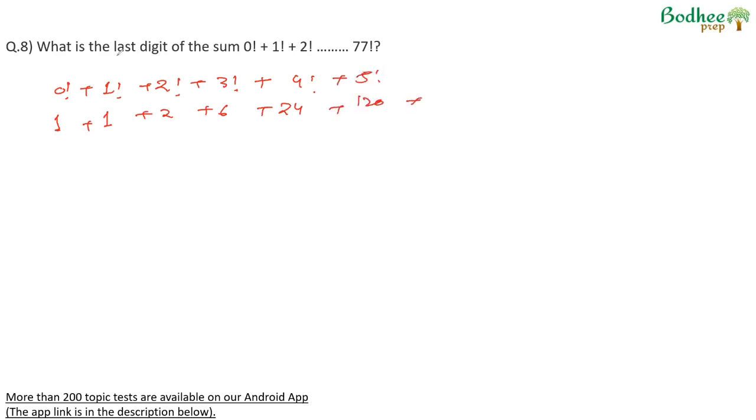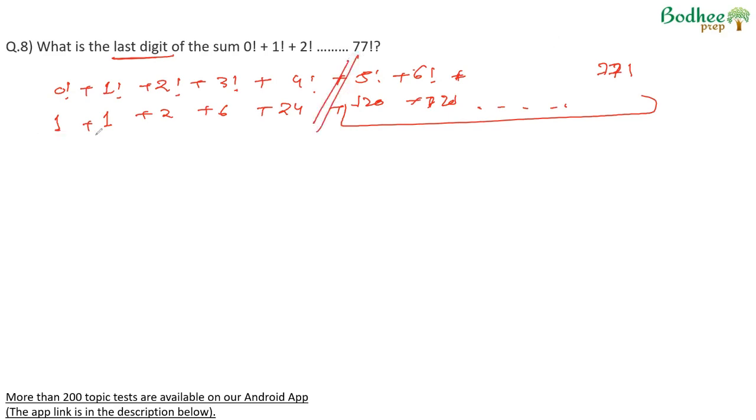Now, since we're looking at the last digit of the sum, we have to realize anything after 4 factorial, that is 5 factorial, 6 factorial, 7 factorial, all of them will end in 0 till 77 factorial. The last digit for all of these terms will be 0. So when we are considering the last digit, these terms do not need to be considered. We are just looking at the first 5 terms.